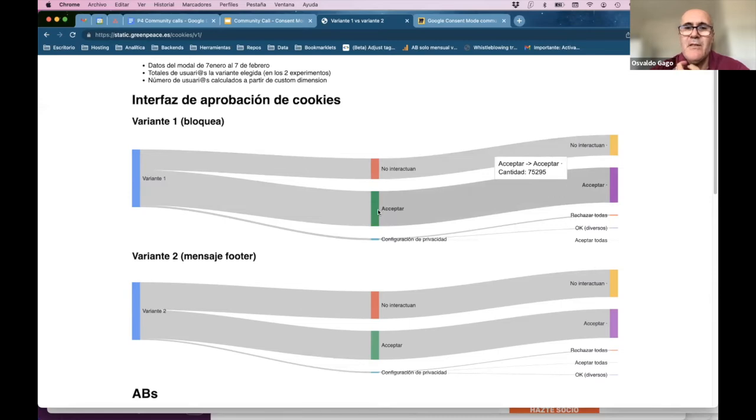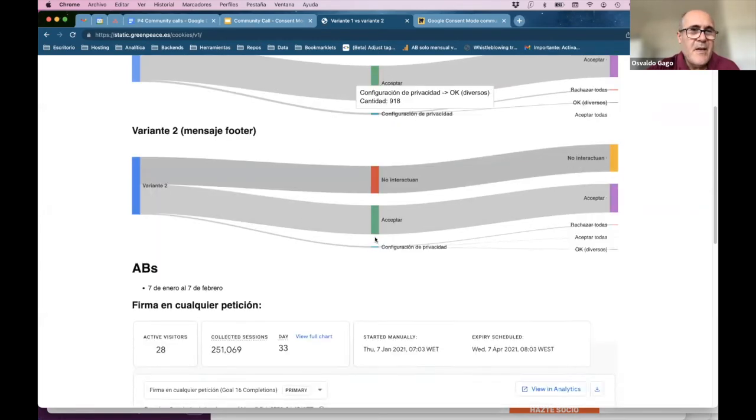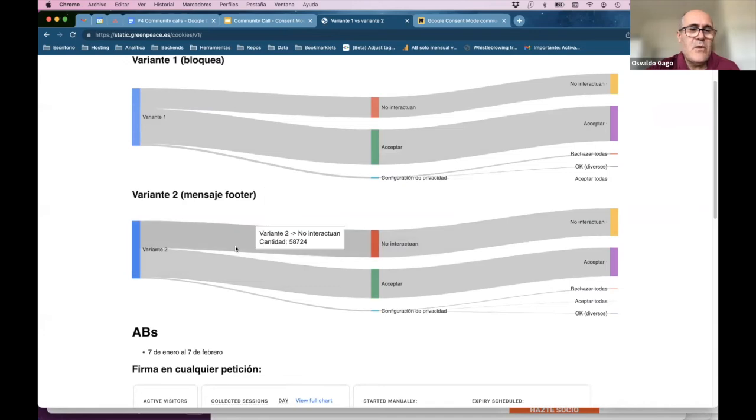So we had far less acceptance. The number of people that refuse cookies or select them is very small. As you can see here, the bar is completely small, and when they choose this, most of them refuse all. But the message on the footer had a far bigger number of people that don't interact with the banner. Of course, this was one of the factors.